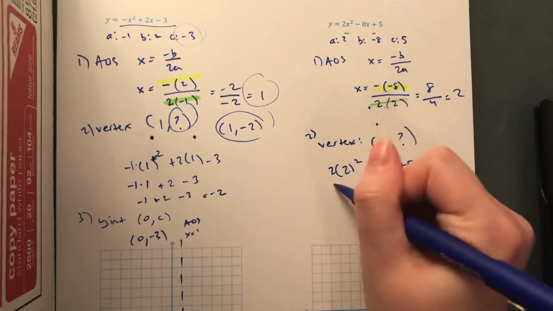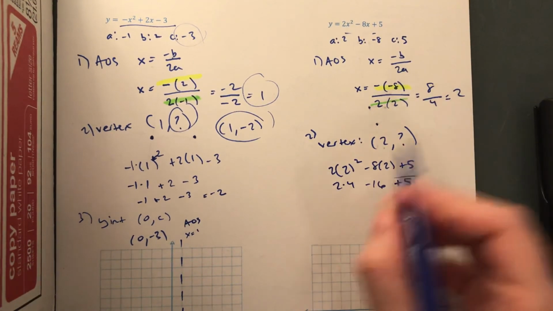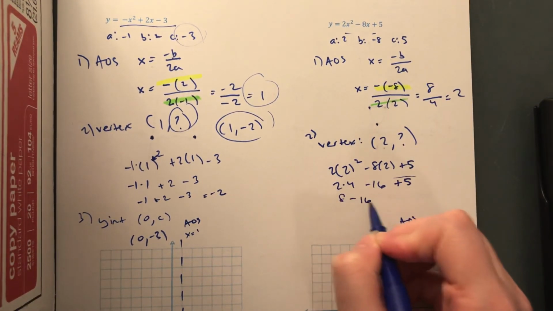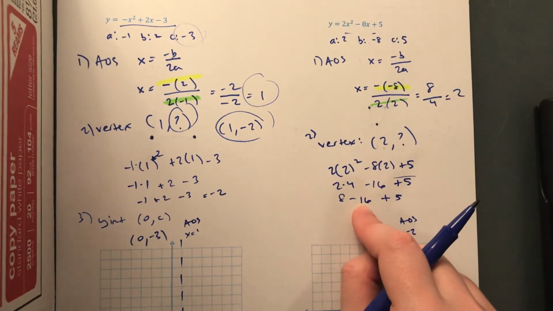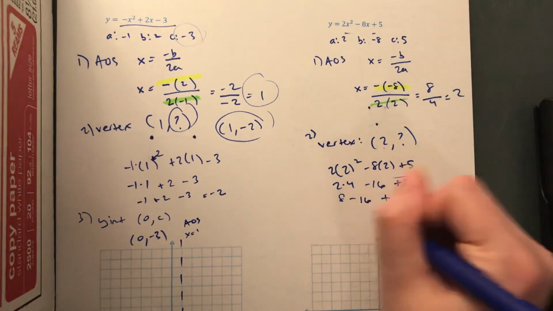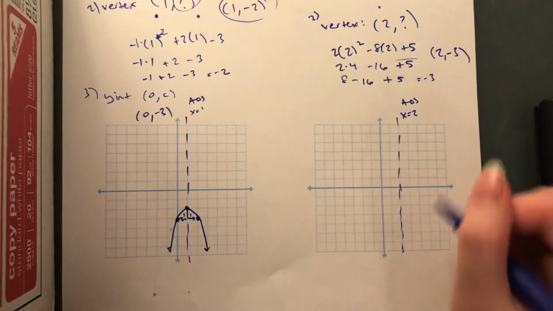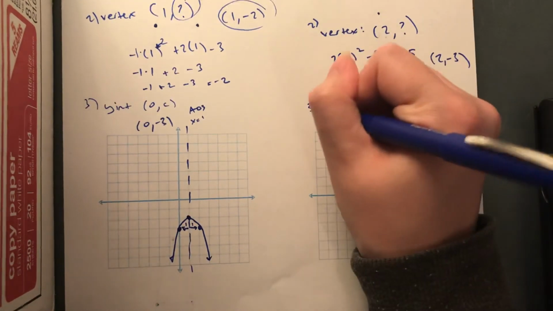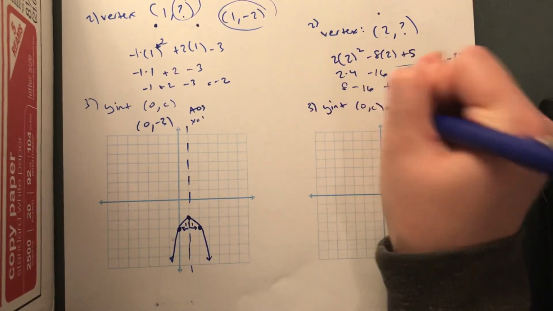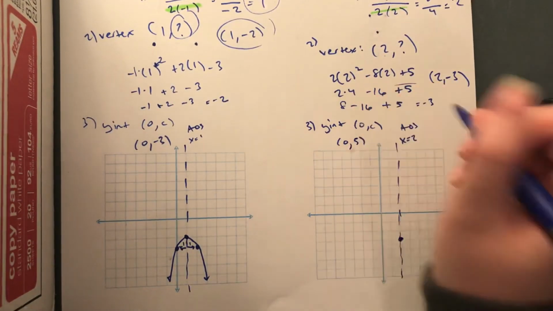2 squared is 4. 2 times 4 minus 16 plus 5. Okay, well 2 times 4 is 8 minus 16 plus 5. So 8 minus 16 is negative 8. Negative 8 plus 5 is negative 3. So my vertex is at 2, negative 3. I'm going to plot my vertex. 2, 1, 2, 3. All right, and then step 3, your y-intercept, 0, comma, your c value. C value is 5, so it's at 0, comma 5.